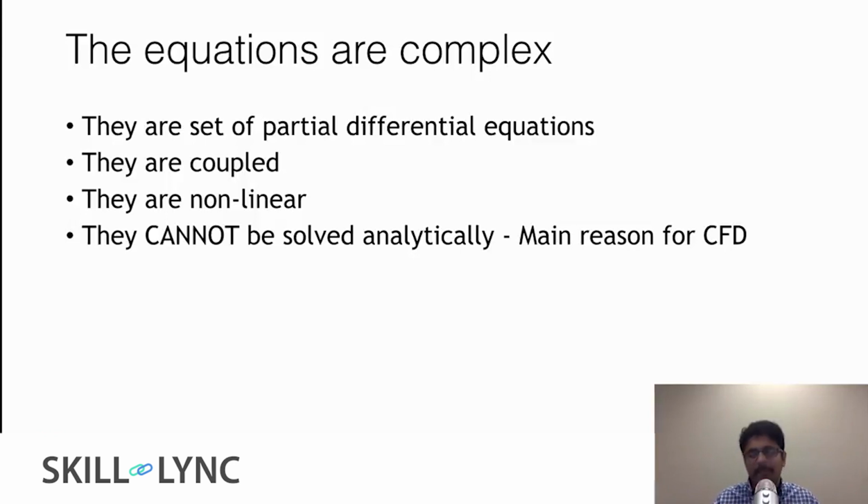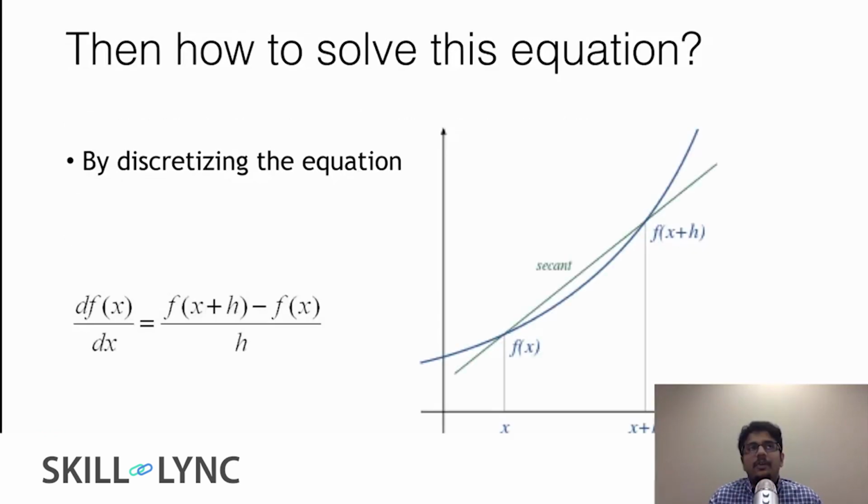So what does that mean? For example, if I have a simple equation dy by dx is equal to e power x, then the solution to this ODE is y equal to e power x. And this is called an analytical solution or an exact solution. For the full Navier-Stokes equations, an analytical solution has not been derived yet. If you are unable to solve these equations analytically, then how do we solve them?